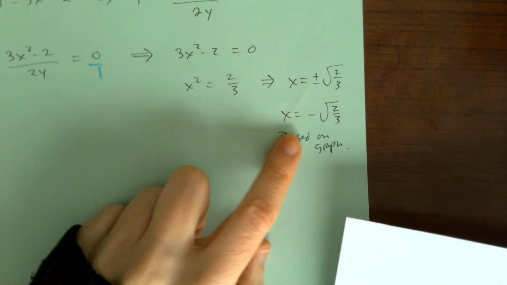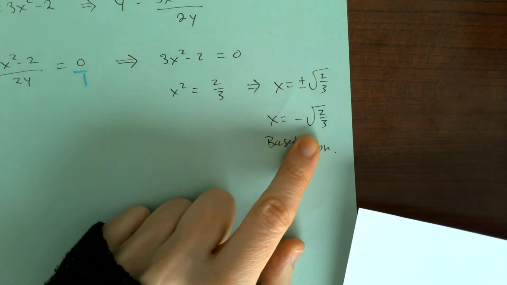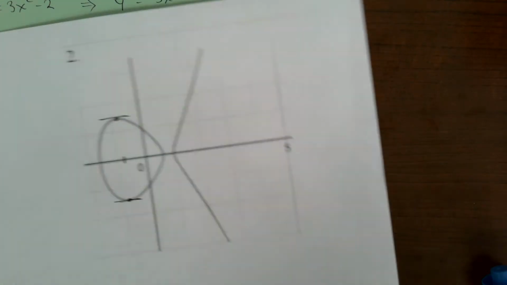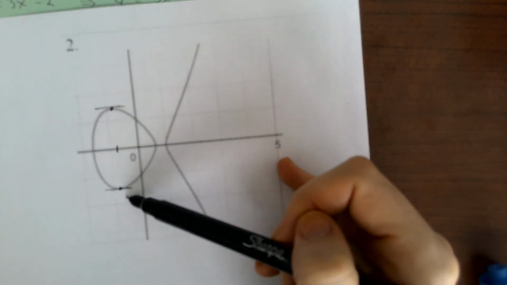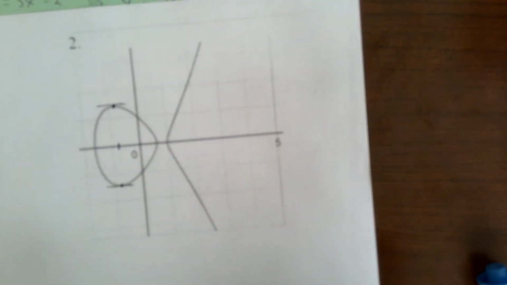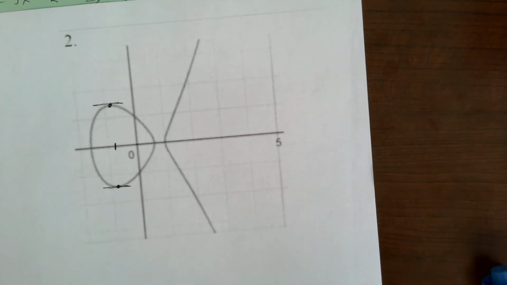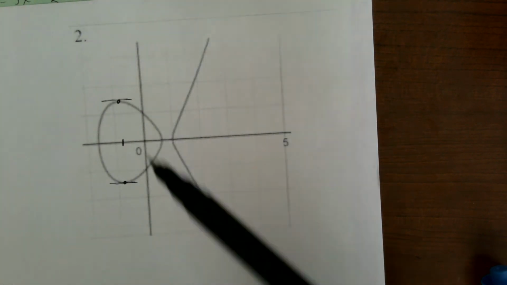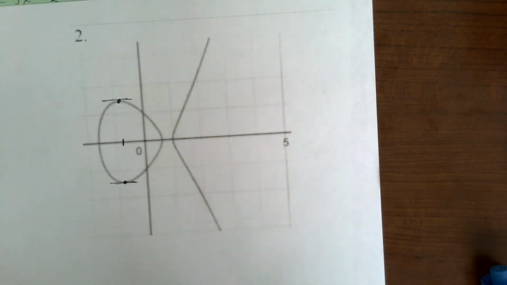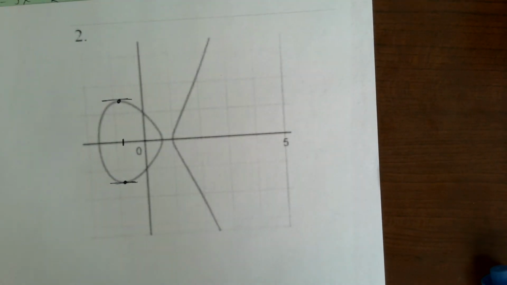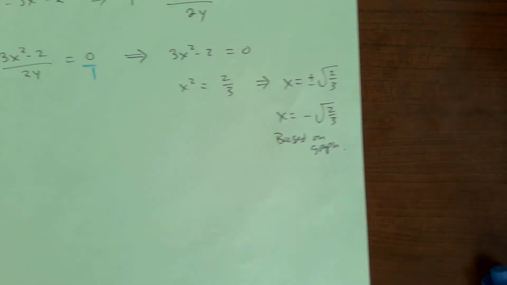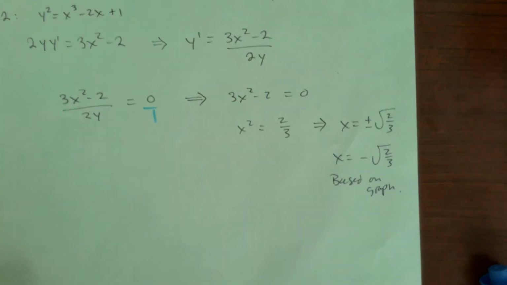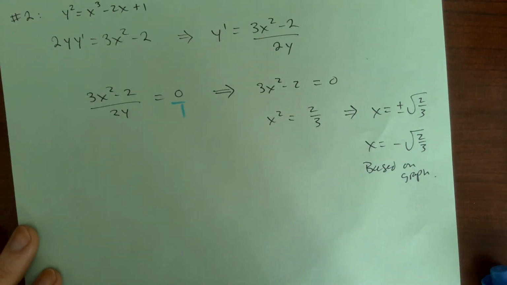Now, I know that this is the x coordinate of these points that are the locations of horizontal tangents. Now I need to find the y coordinates. The way that you do that, guys, is you plug back into the original equation. These points that we're looking for are on the original equation's graph. So to get the y's, you would plug into the original equation. And I know based on my graph, I'm going to have 2 of them.